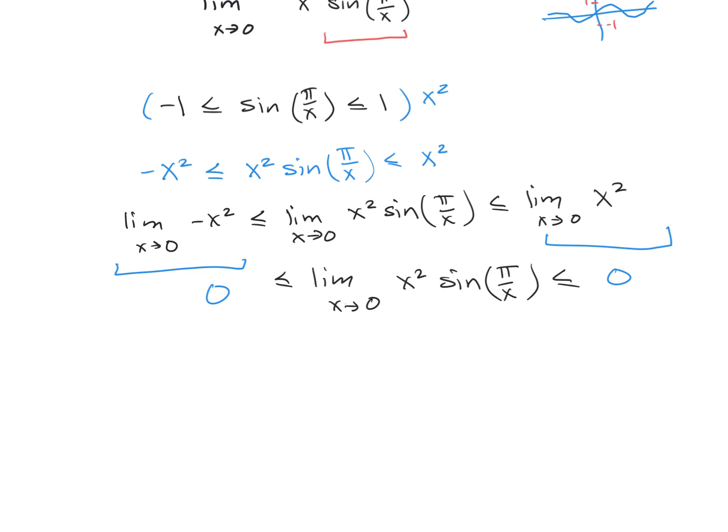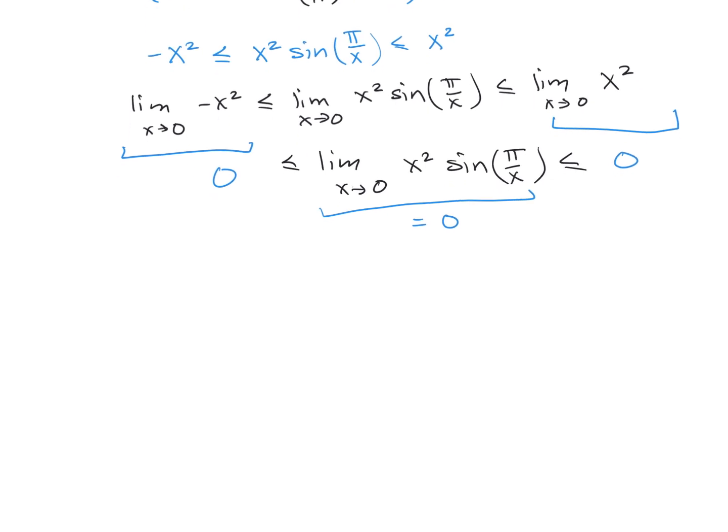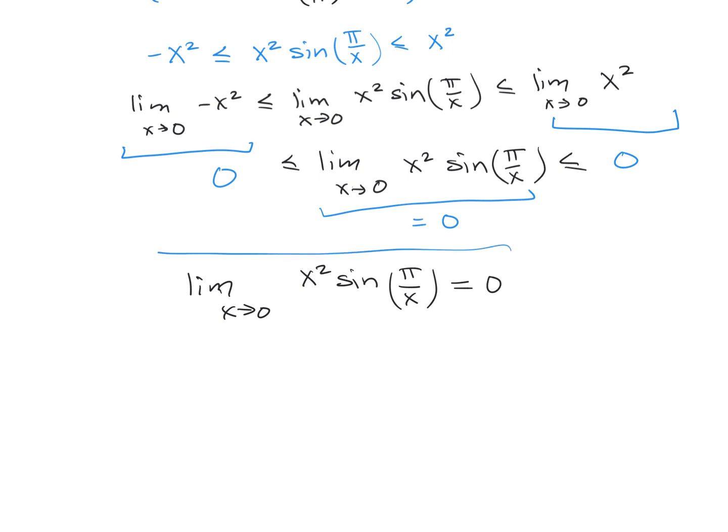So if you are less than or equal to 0 and at the same time greater than or equal to 0, you've got to be 0. There's no room in between there. So therefore, we conclude that the limit as x approaches 0 of x squared times the sine of pi divided by x is equal to 0 by the squeeze theorem.